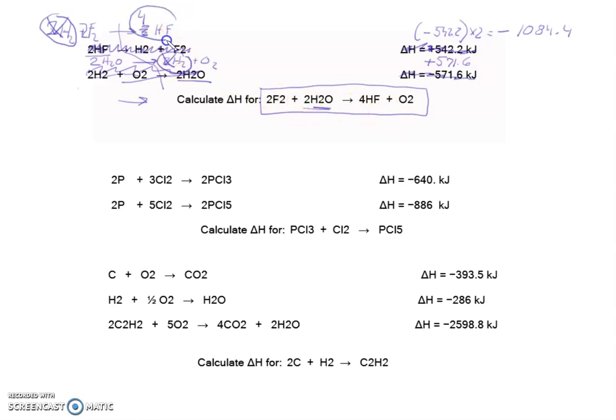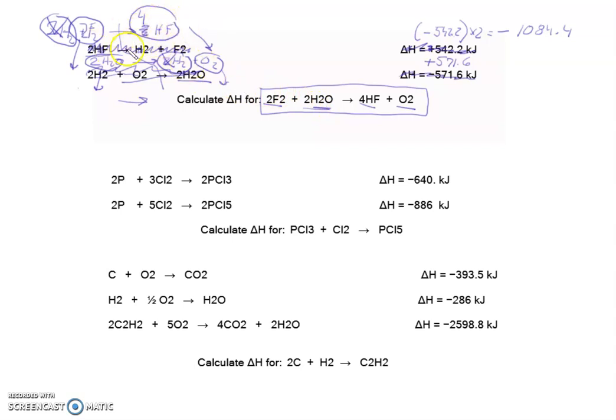I have 4 HF, which will come down on the right side, which I want here, and I have an O2, which again will come down on the right side, which I want here. So the things I want are coming down on the right side. On the left side, I have 2 F2, which is going to come down, and I want that, and 2 H2O, which is going to come down, and that's perfect because I want that here.